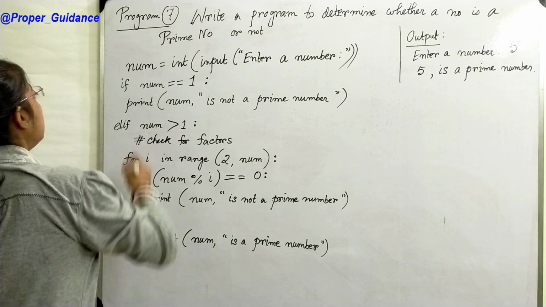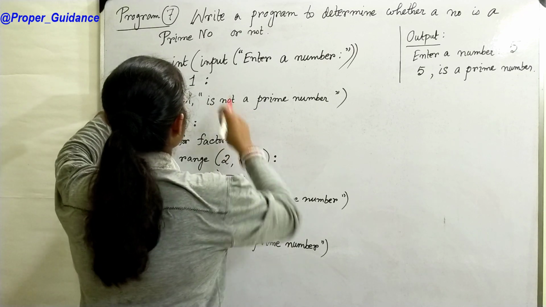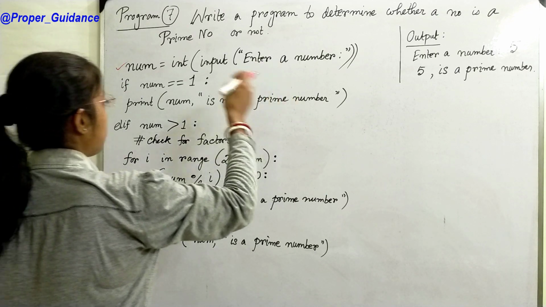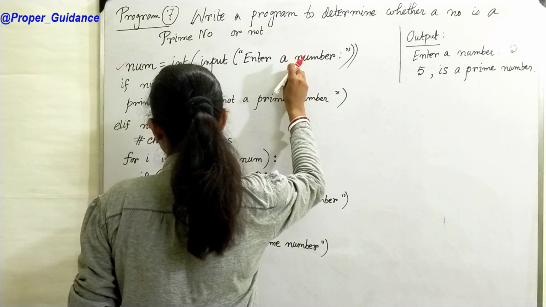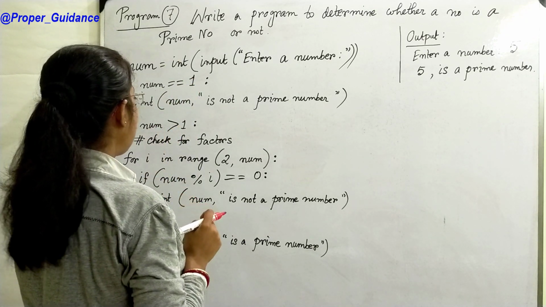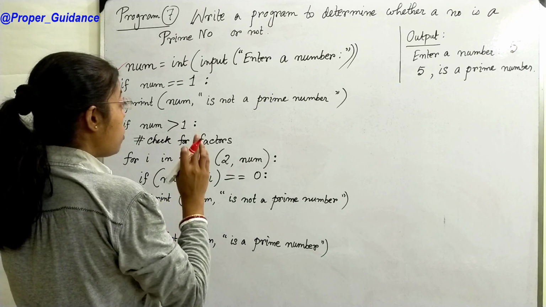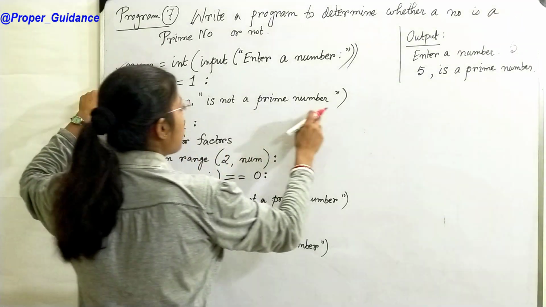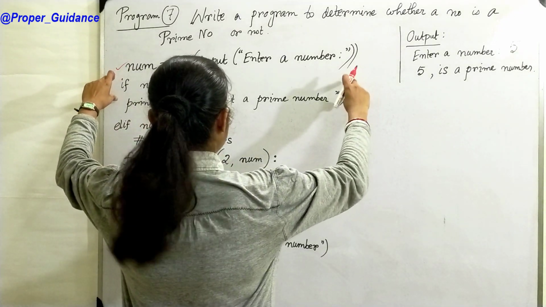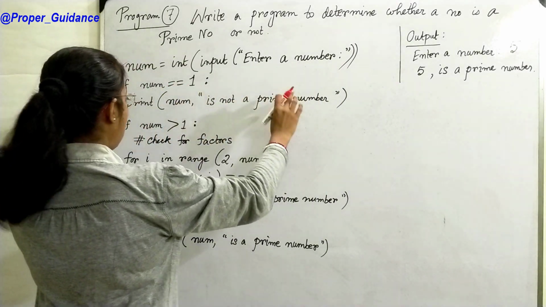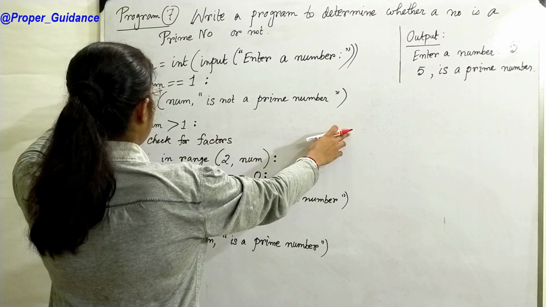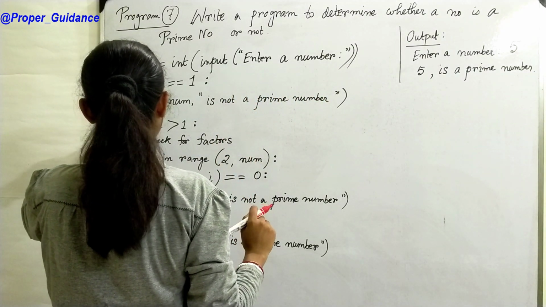See, this is the variable, int input, enter a number. This is to take an input from user. The number user will give the input here. If num equals to 1. Here is an if statement. It checks whether the number is equals to 1. Print num is not a prime number, because we all know that 1 is not a prime number, right? So this is in if statement and we already declare it here like this. If num equals to 1, print num is not a prime number. That is, 1 is not a prime number.